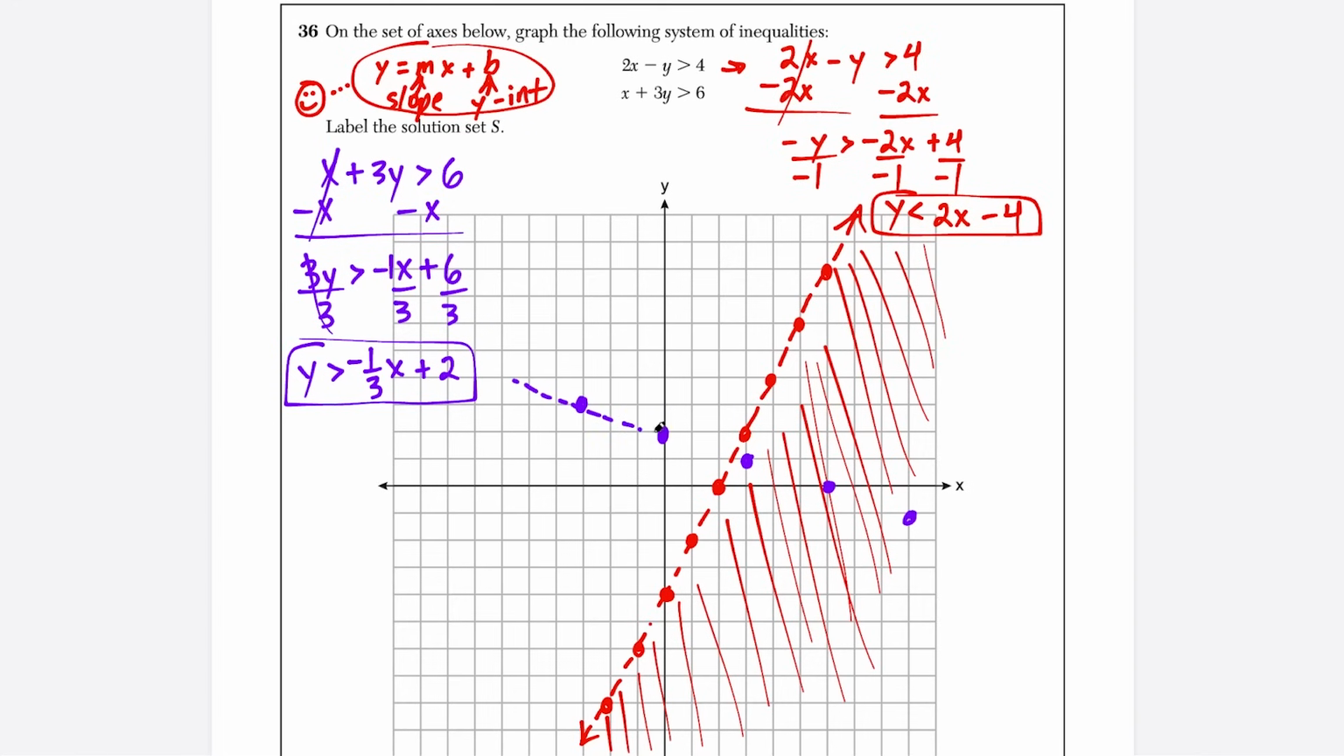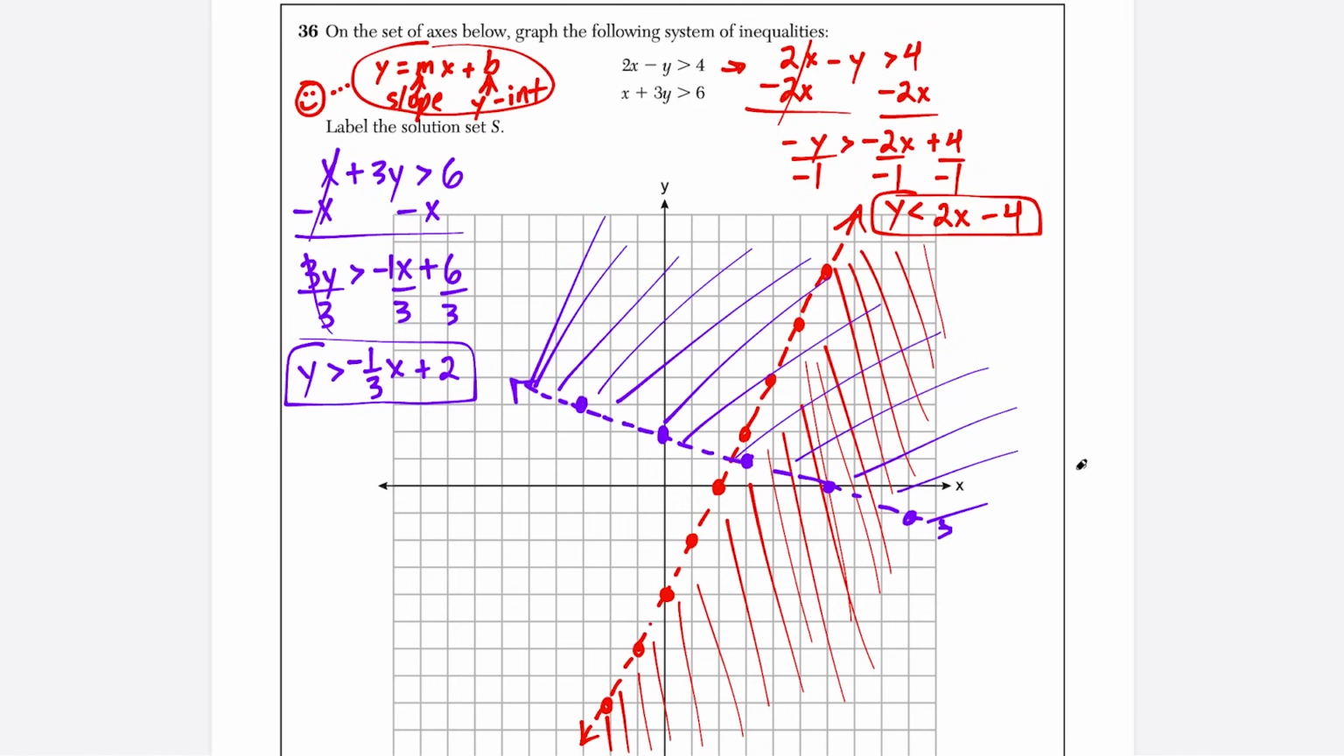And what I'm going to do is I'm just going to connect these like this. And I'm going to put an arrow at the end of this dotted line. And this is a y greater than situation. So I'm going to just shade everything like this above. And we just have to be very careful of one thing. Actually, I should say we should be very careful about two things.